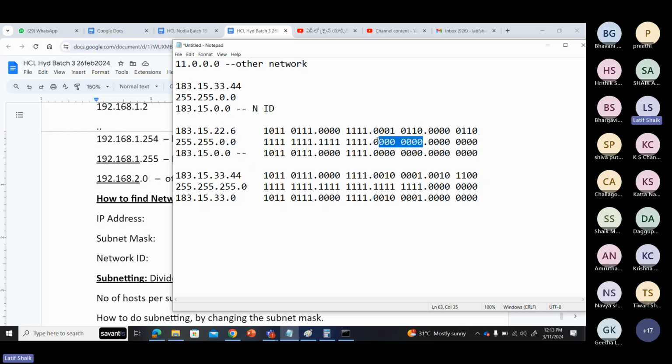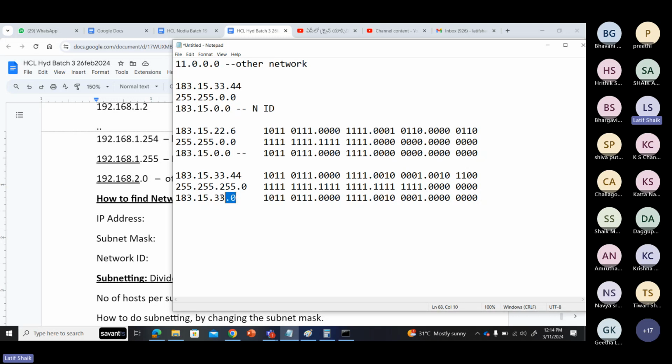But if you look at this, 1 0 0 1 0 0 1 0 0, and the remaining are zeros only. This is also the same thing, 4 are zeros, 4 are zeros. This is 1 0 0 1 0 0. So this is our network ID. See, the IP address changed, from here to here. Which part? Only the host part is changed. This part only changed, and the subnet mask is the same. So the network ID is also the same.